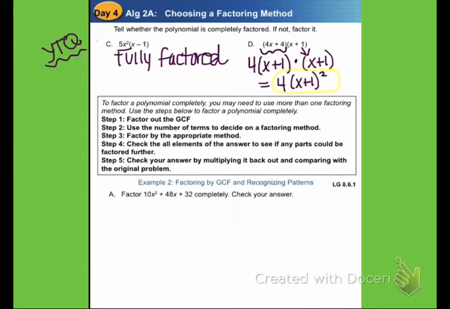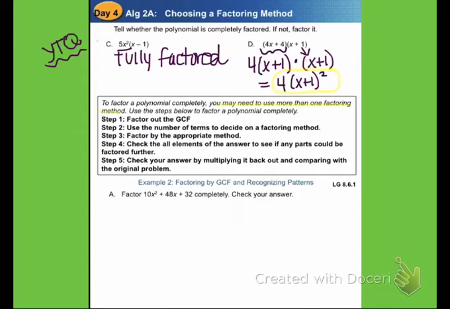So to factor a polynomial completely, you may need to use more than one factoring method. Use the steps below to factor a polynomial completely. Our first step will be to factor out a GCF. We always want to see if there's possibly a greatest common factor that we can take out. Maybe we even want to factor out a negative if the leading coefficient is negative, and I showed that in a prior lesson as well. But that still would be a greatest common factor. And so that would be step one.